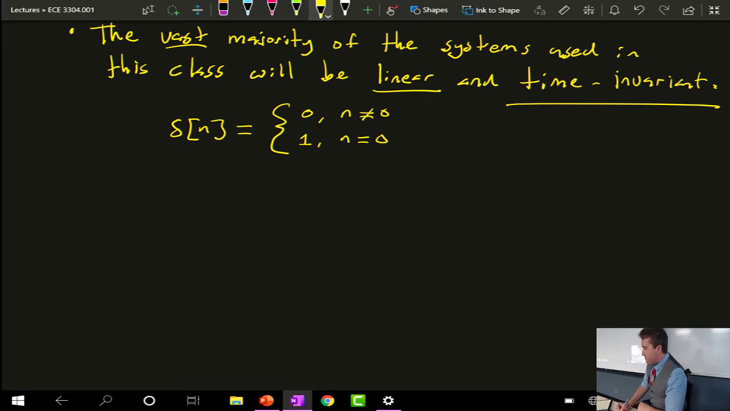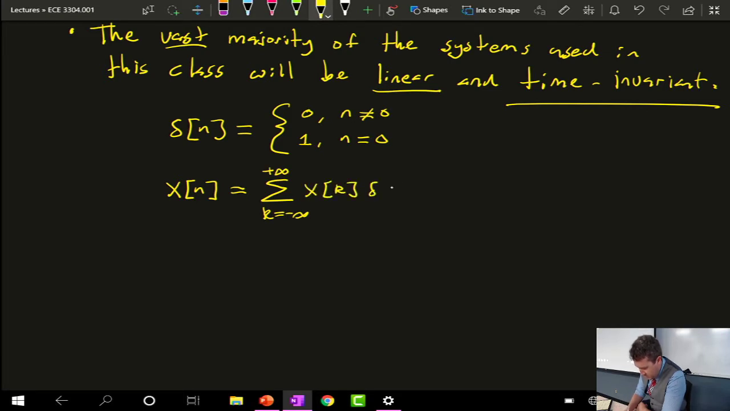And we also had this other sort of relationship that I said at the time was dumb, but it would come back around and be important. The one that was x of n is equal to the sum from k equals negative infinity to positive infinity of x of k times delta n minus k. Right? Remember we talked about this? And I said, wasn't it kind of silly to have a definition of x of n that still makes you know what x of n is? You don't get any new information from this. So I said it's a little bit redundant, but it's going to come back around.